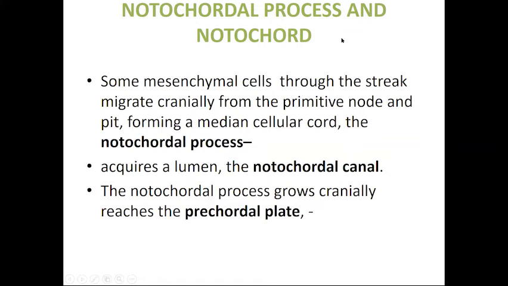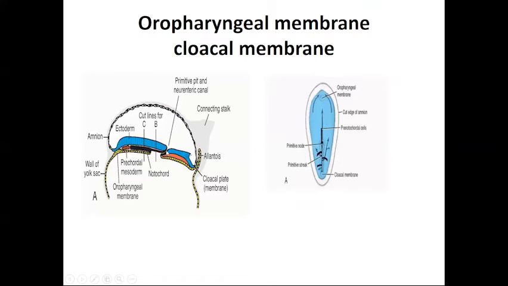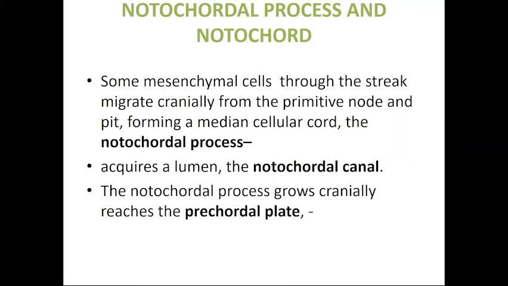Now, notochordal process and notochord, that is the development. Some mesenchymal cells through the streak migrate cranially from the primitive node and pit, forming a median cellular cord, the notochordal process. That is this, entering into the pit, then going forwards till this precordal plate, and this is what we call the notochordal process. This is the cord-like structure, which is called the primitive notochordal process, a median cellular cord.